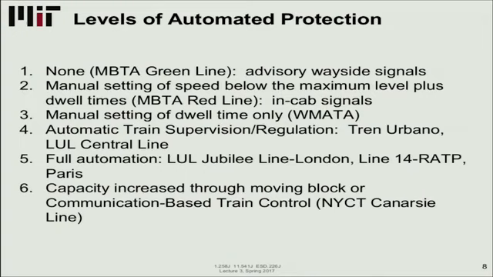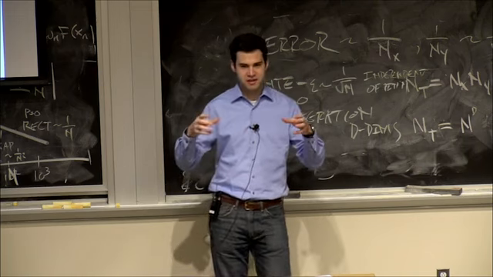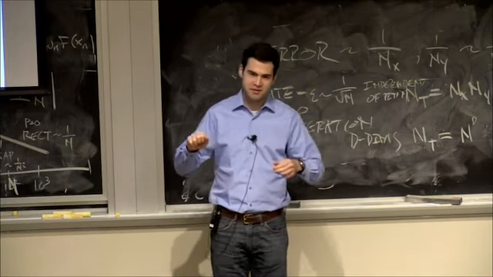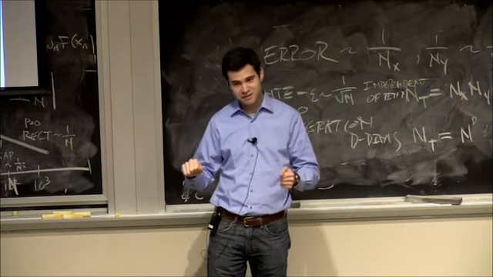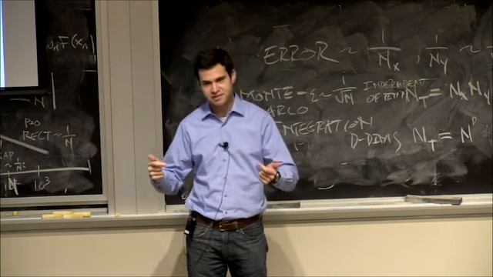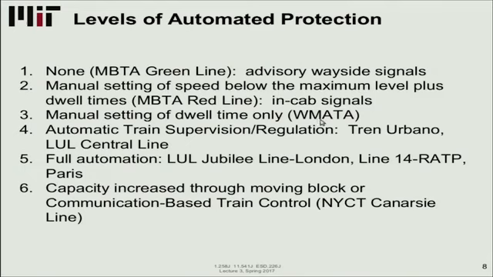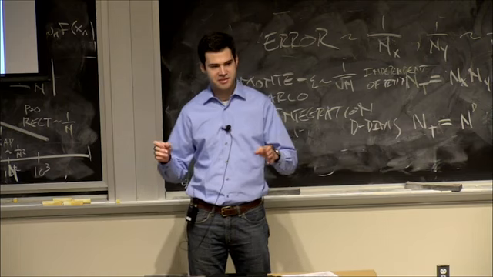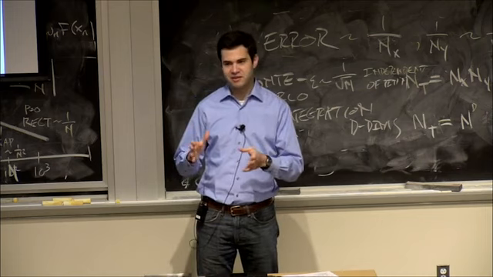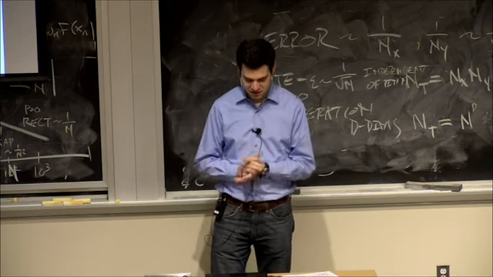Yep. Okay, the next level of automation is manually setting the speed below the maximum level. That's the red line, what I just described. In-cab signals: the speed limit of the block that the train is occupying is sent to the cab so that the driver knows what the speed limit is. It's up to the driver to determine what the speed is, but if the driver exceeds that speed, the automatic train protection system kicks in and brakes the train to a halt. All right. Then we have manual setting of dwell times only. So the train drives itself between stations. The driver decides on the door opening and door closing manually, and therefore controls how long the doors are open for.